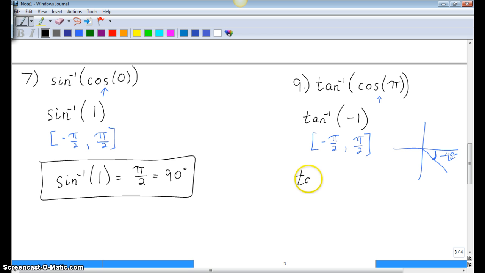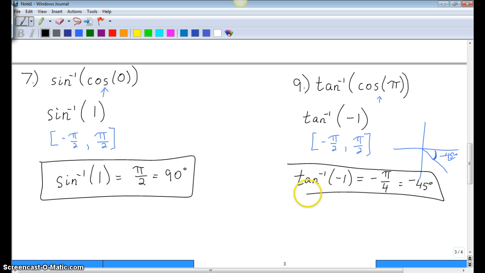So what angle in negative pi over 2 to pi over 2 gives us negative 1? The answer is negative pi over 4, or negative 45 degrees. And that is the answer to number 9. I'm going to do 11 and 13 in the next video.